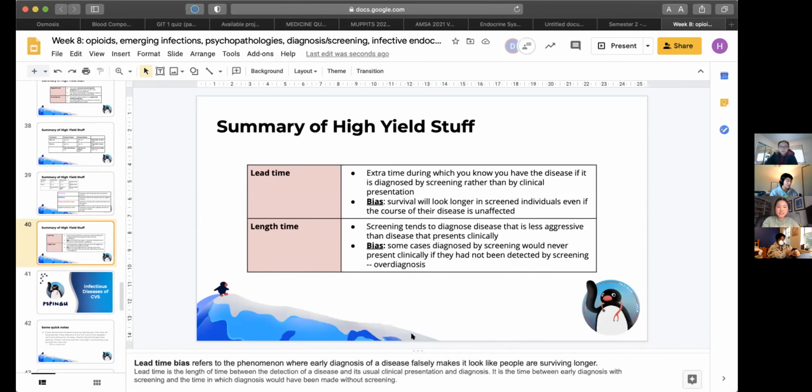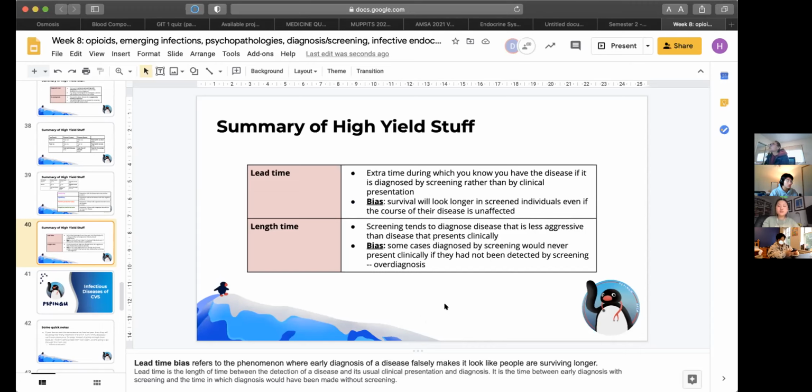And lastly, lead time and length time. More importantly, I think for this, it's the bias. So what is lead time bias? What is length time bias? The one that confused me the most was lead time bias, because the way they described it in the lecture was like, what the hell? So I've written it out extra in both the notes and here in the presentation notes. Lead time is the length of time between the detection of a disease and its usual clinical presentation and diagnosis.